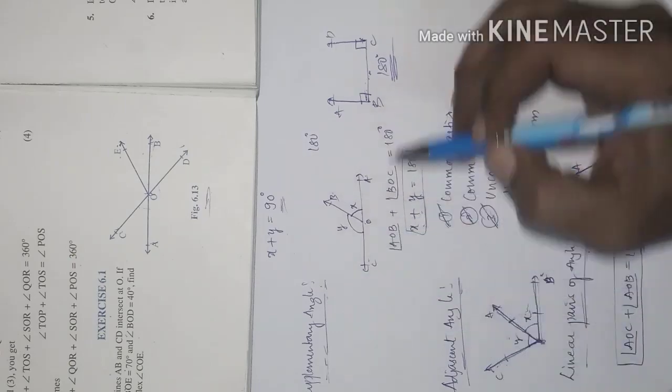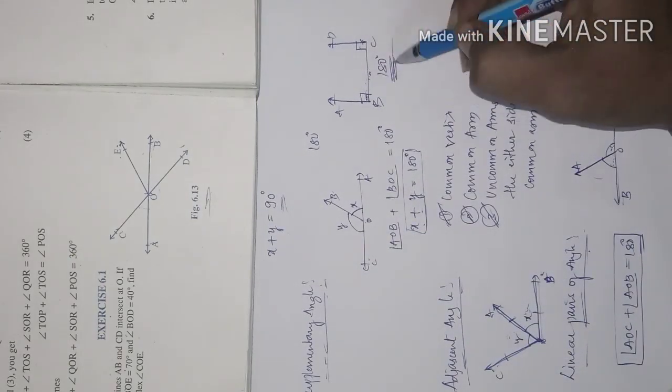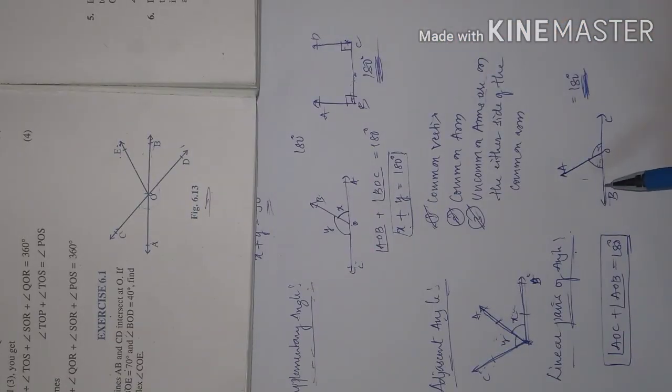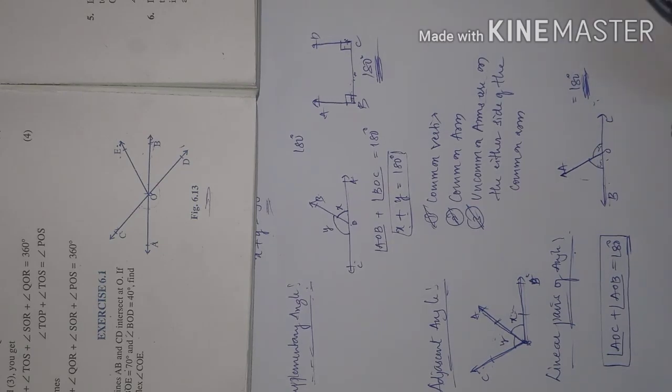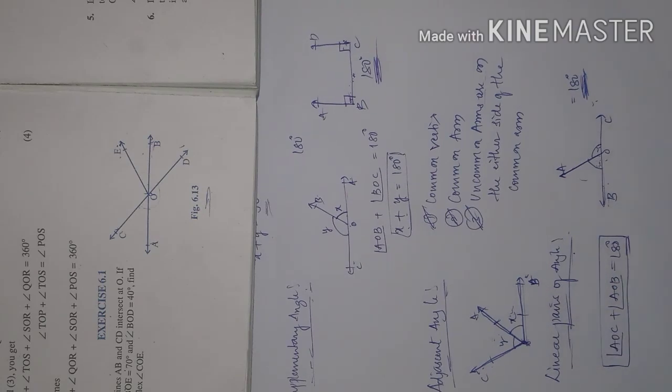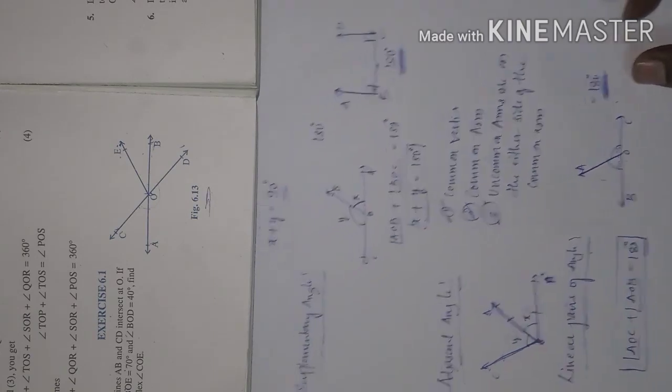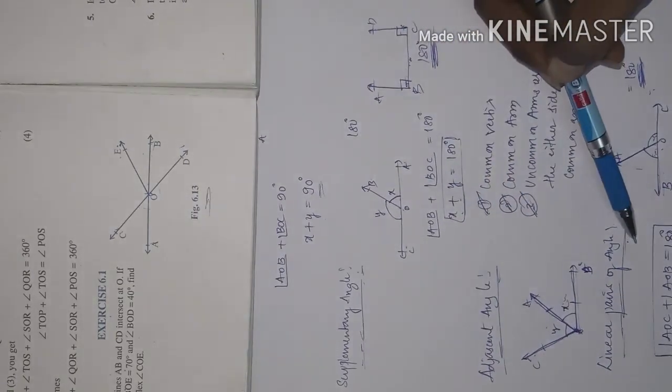Supplementary is nothing but the sum of the measures of angles making 180 degrees, then they are said to be supplementary angles. But in a linear pair, the sum of the adjacent angles is making 180 degrees. Adjacent angles should make 180 degrees, then only it satisfies the statement of linear pair. So this is about the linear pair of angles. I hope everyone is clear with this: complementary angles, supplementary angles, adjacent angles, and linear pair of angles.